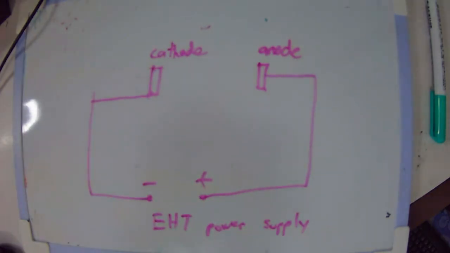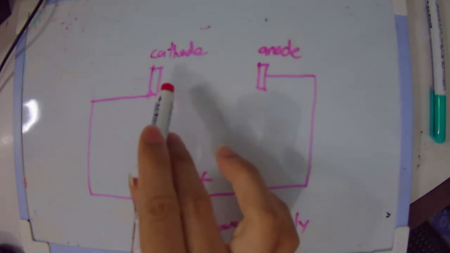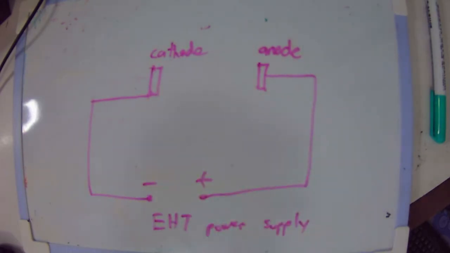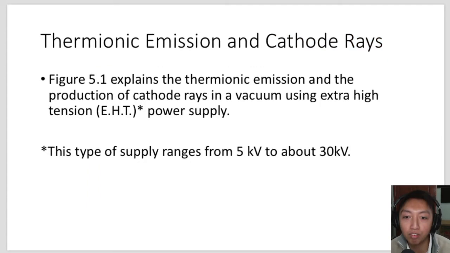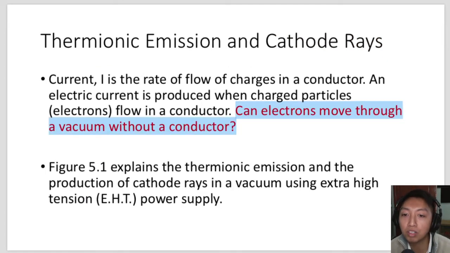Since this is not a complete circuit, you have two options now. The most common option is to complete the circuit using a wire. You connect something from here to here. But that is not what we're trying to do today. What we are trying to do today, or at least what people have done, is instead of using a wire to make the electrons flow, we want to make the electrons move through a vacuum without a conductor.